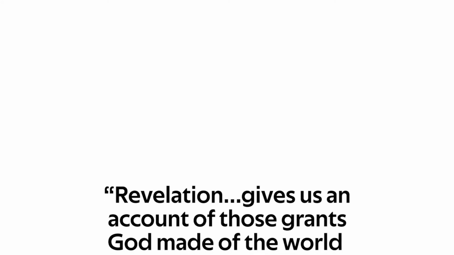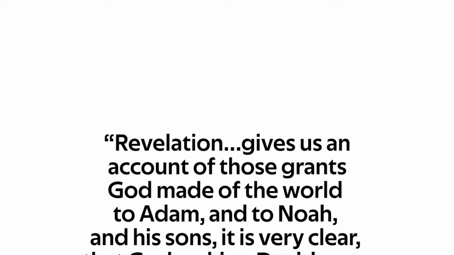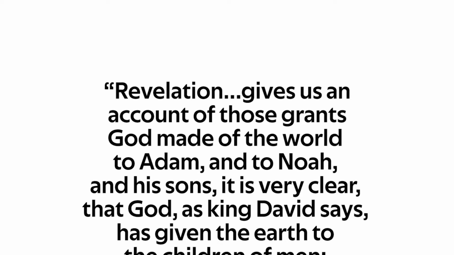So this question has been addressed many times, but I want to go over a theory proposed by John Locke. John Locke was an English philosopher, and his theory actually forms the basis for a lot of American property law. So I want to make sure that we understand where that's coming from. John Locke proposed this interesting puzzle on where property comes from. He said, "Revelation gives us an account of those grants God made of the world to Adam and to Noah and his sons."